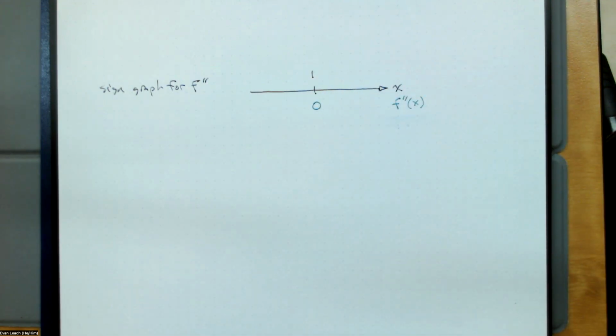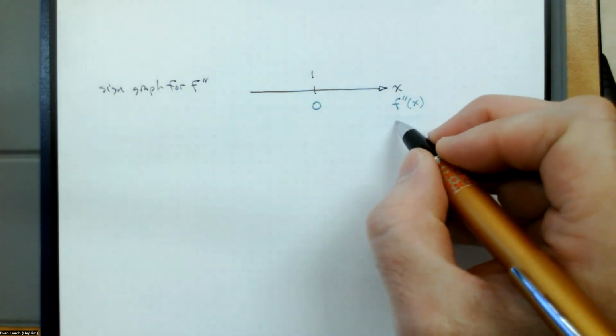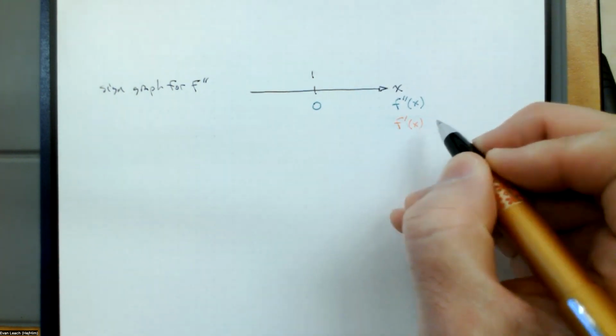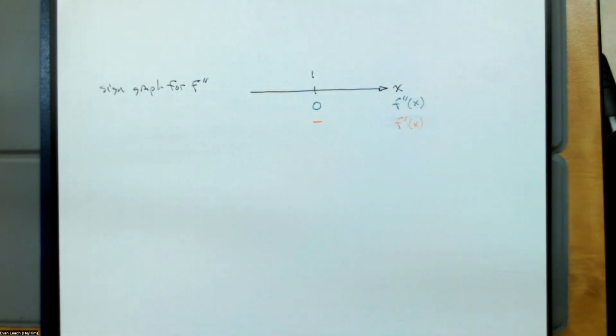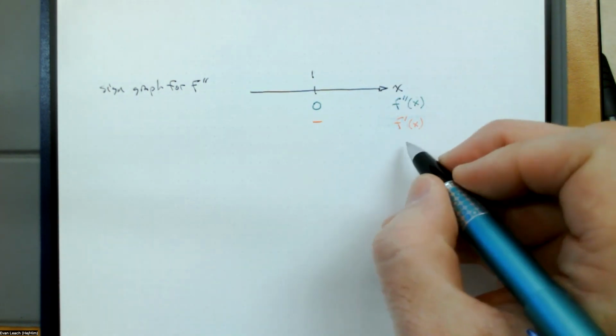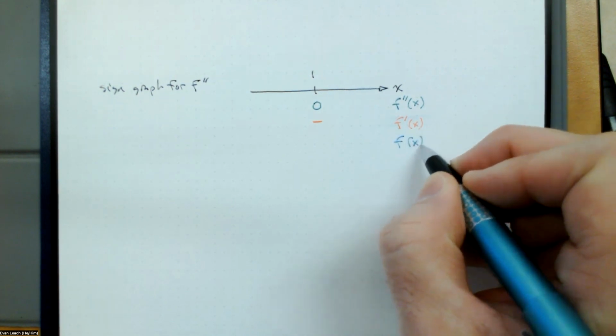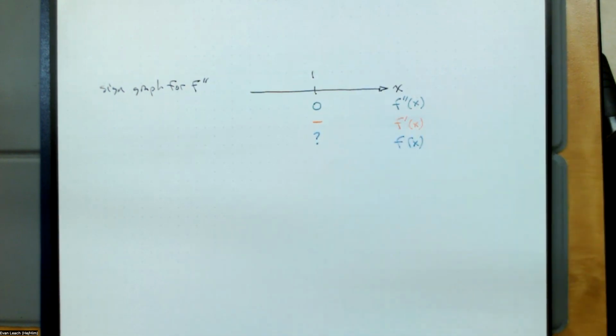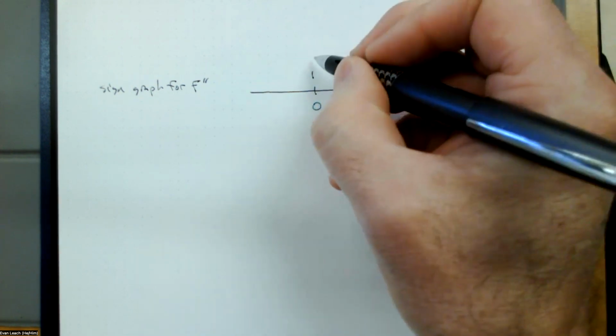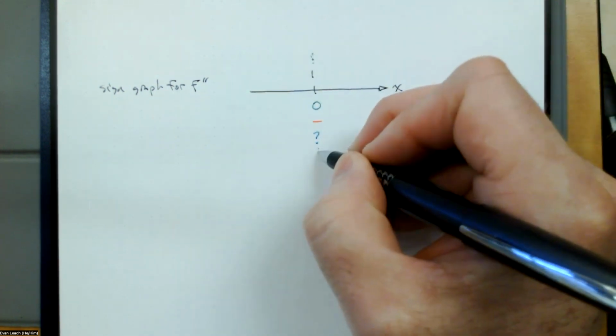So before 1, the second derivative has some sign. Looks like it's going to be concave down based on the graph. Then after 1, it looks like the sign is going to be positive, so the function will be concave up. This will tell us about what's going on with the first derivative. That's when the first derivative is going to be flat. And this is going to tell us about what's going on with the function, which we don't know yet. We're trying to determine if we have an inflection point here.